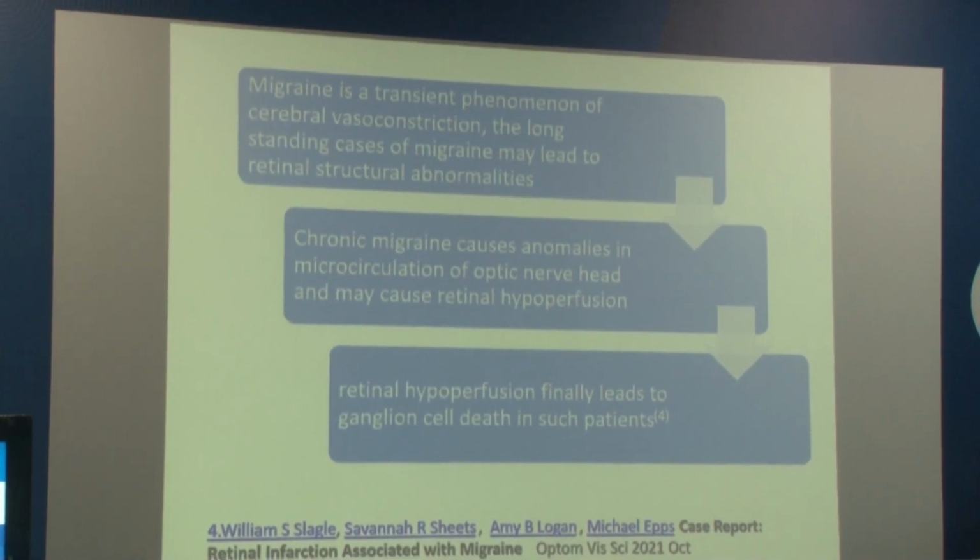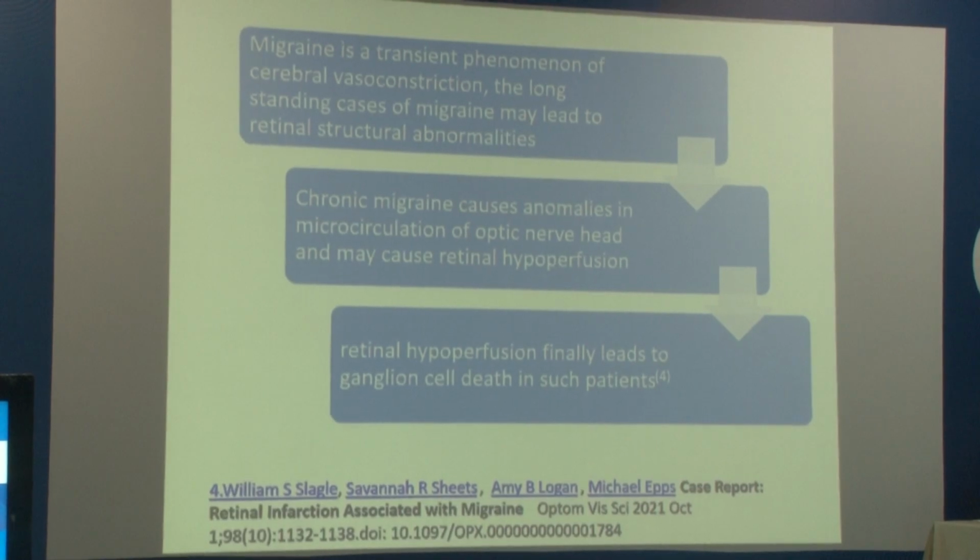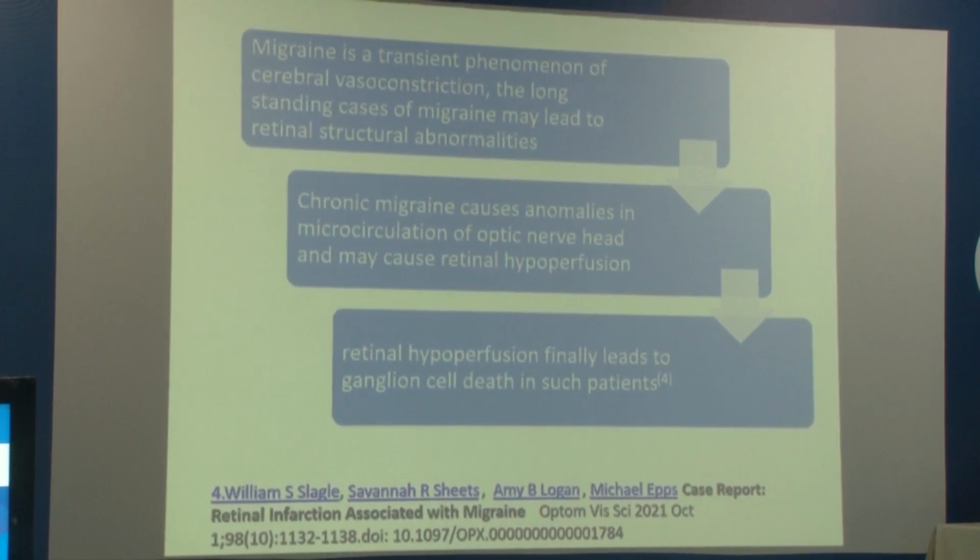Coming to the pathology, migraine is a transient phenomenon of cerebral vasoconstriction. The long-standing cases of migraine may lead to retinal structural abnormalities. The chronic migraine causes anomalies in the microcirculation of optic nerve head and may cause retinal hypoperfusion, which finally leads to ganglion cell death in such patients.